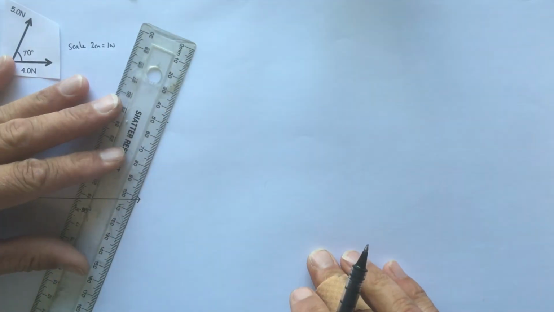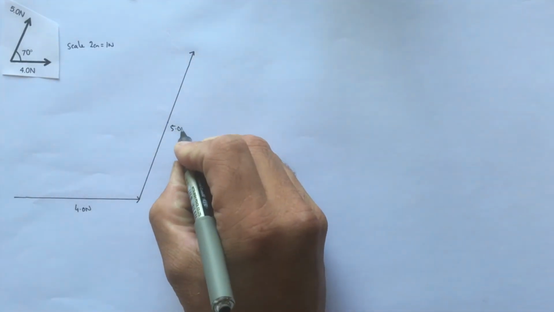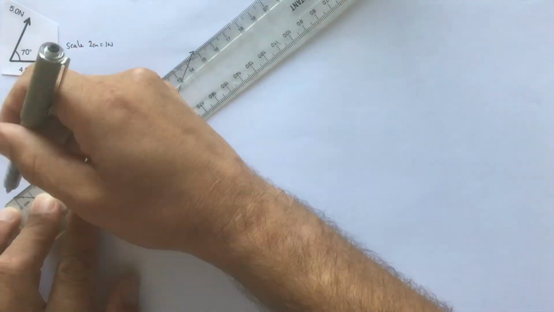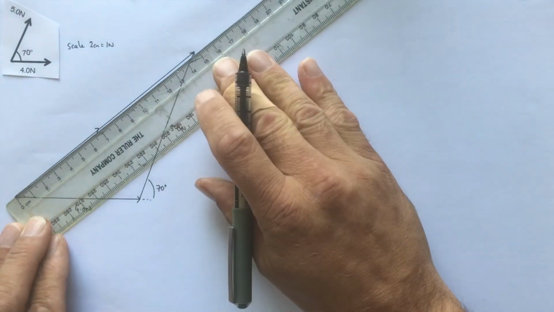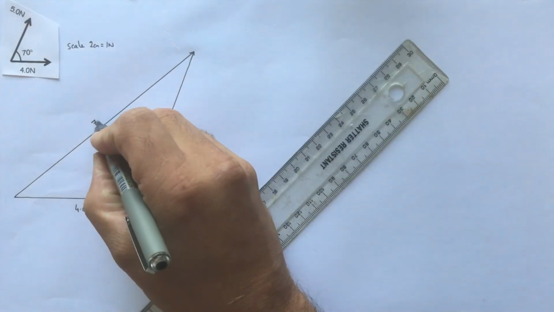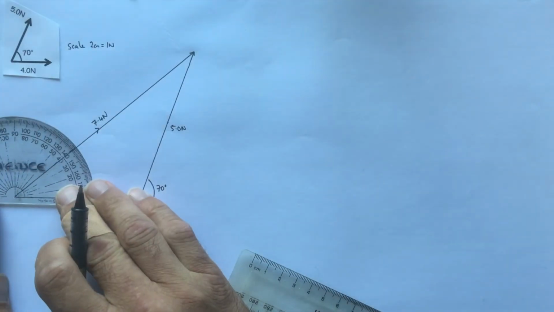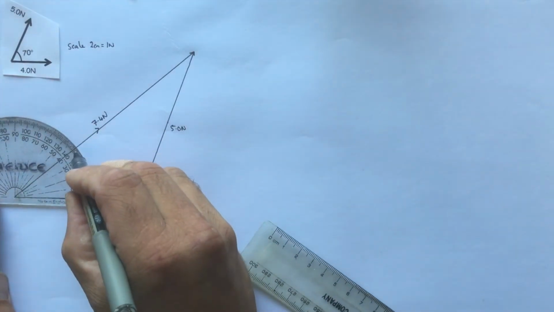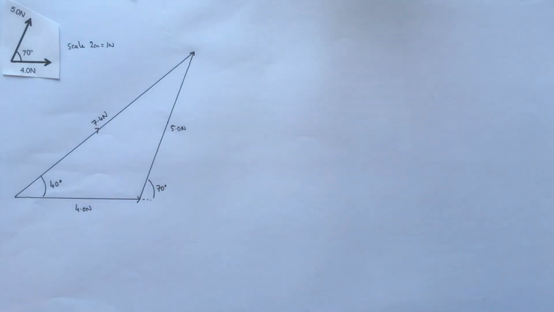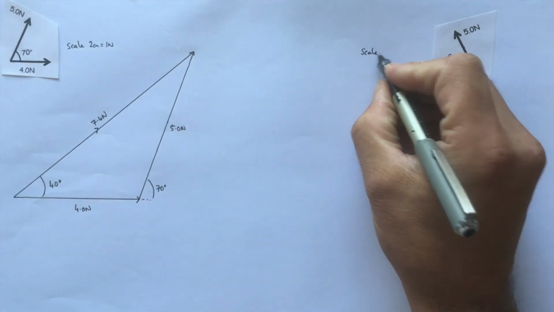I'm now going to draw a 10 centimetre line to represent 5 newtons at that angle of 70 degrees. Finally, I join the two vectors up, and on my scale it is 14.8 centimetres, which is 7.4 newtons. The last thing I do is get the protractor and measure the angle of that vector to the horizontal, which is 40 degrees.